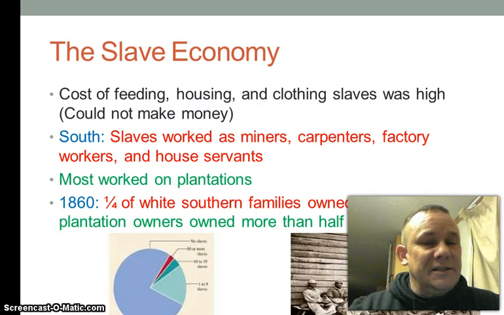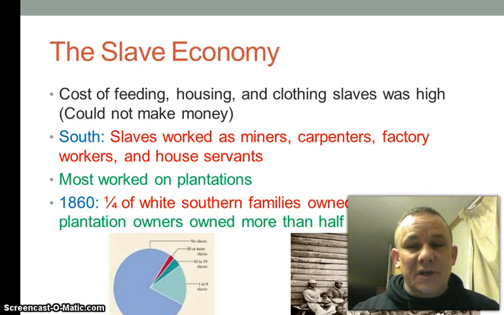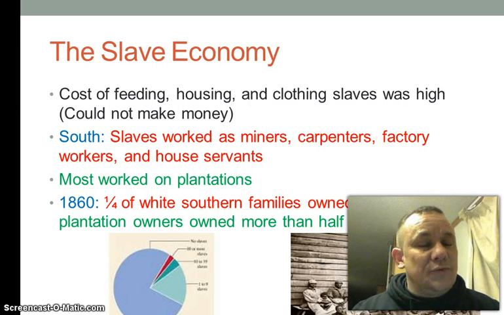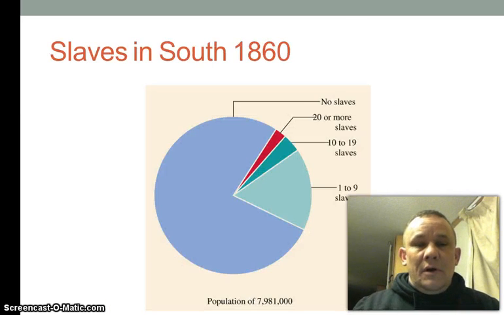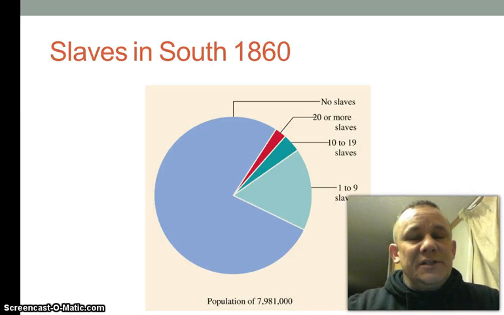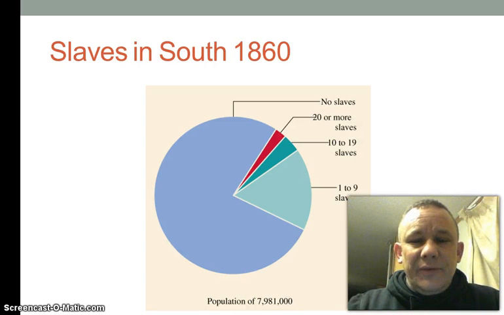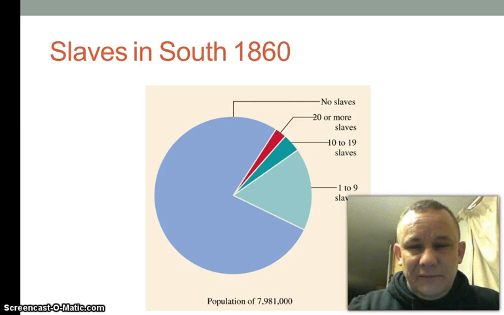In 1860, 1/4 of white Southern families owned slaves. Large plantation owners owned more than half the slaves. Slaves in the South in 1860. As you can see by the pie graph, most people in the South did not own slaves.